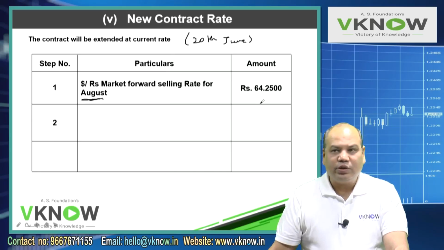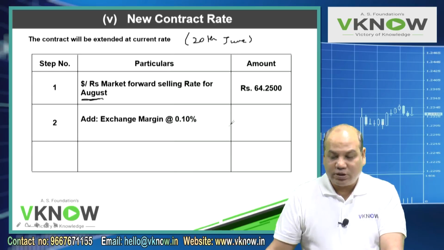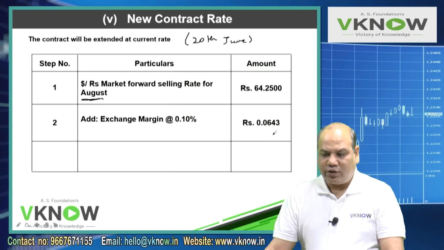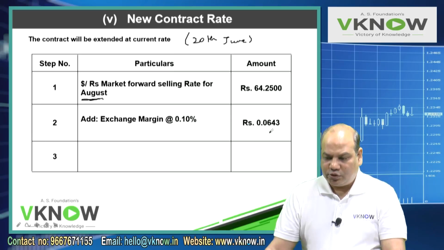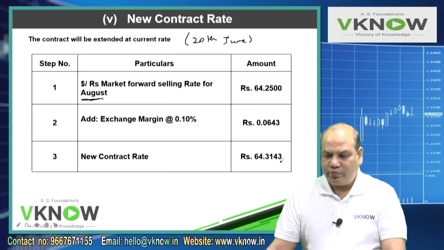Customer is an importer customer, ask rate is applicable. But because this is an interbank rate, we are going to ask him to pay 0.10% more. Our margin, add exchange margin 0.10%, rupees 0.0643, and new contract rate 64.3143.